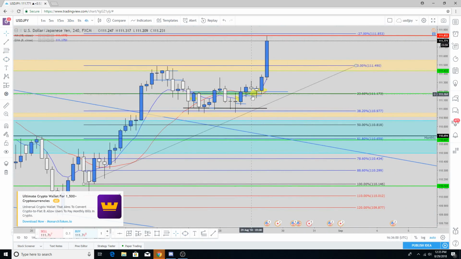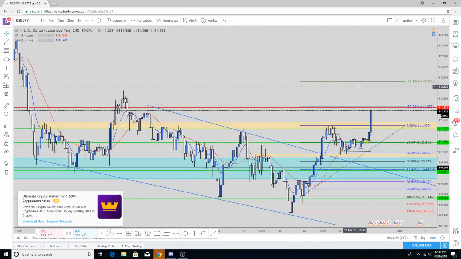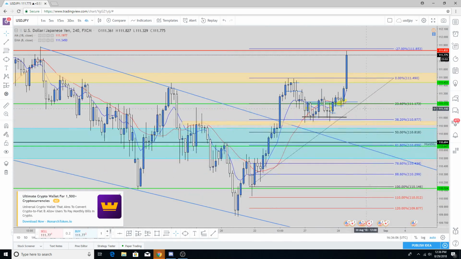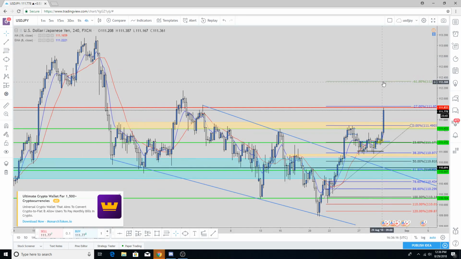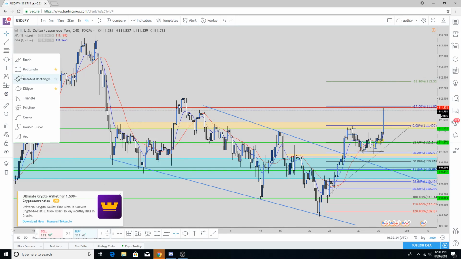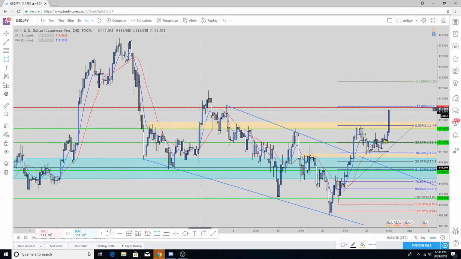EMAs were already crossed at that point back here as well. So the extension level did get hit, the negative 27. Take profit 1 being the 23, take profit 2 being the 0 at this resistance, and take profit 3 being the negative 27. I did not hold till take profit 4. That seems a little bit far away, and there's also more Confluence on the negative 27, so that's why I had my take profit there.